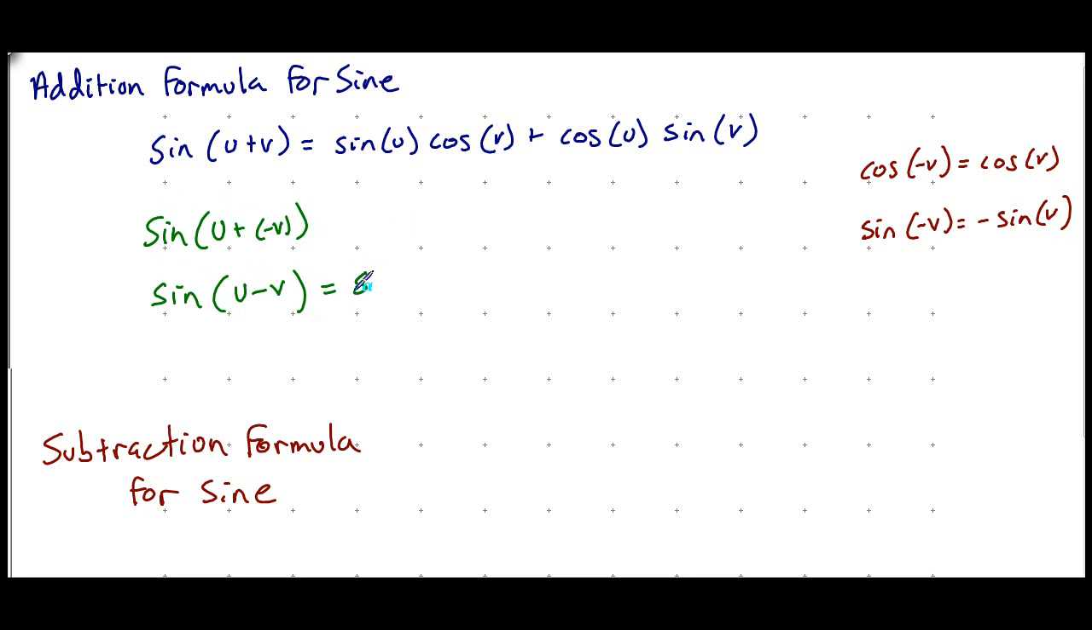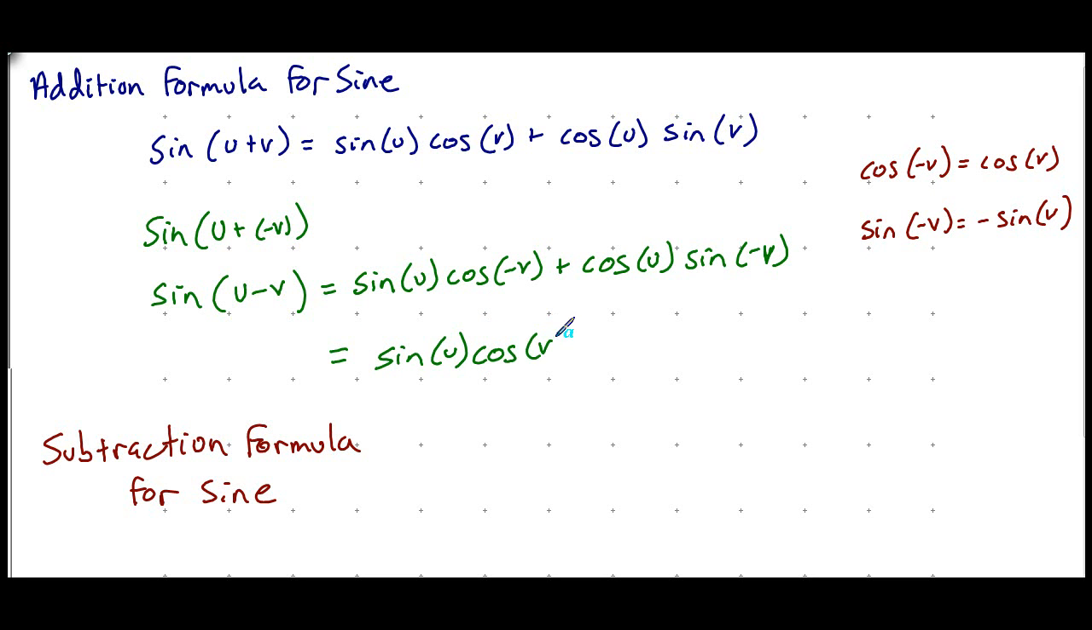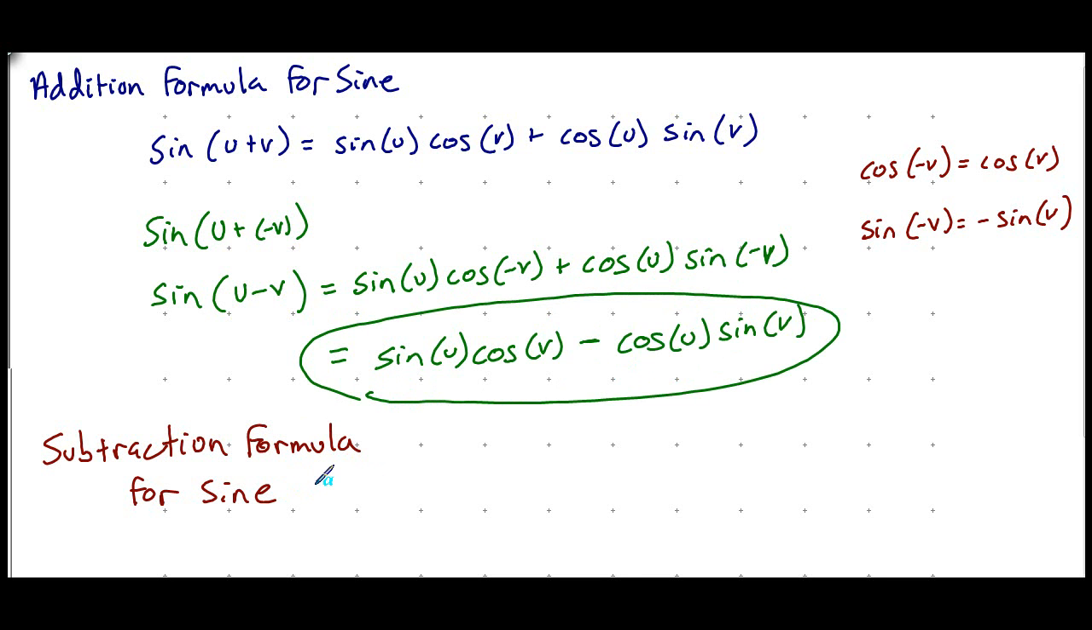That comes out to sine of u, cosine of a negative v, plus cosine of u times sine of a negative v. Going back and drawing on these properties, that comes out to sine of u, cosine of v, minus cosine of u sine of v, because the negative sign carries out in front. So this ends up being my subtraction formula for sine.